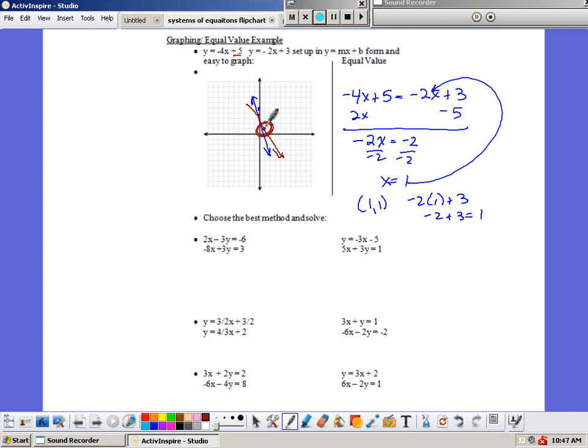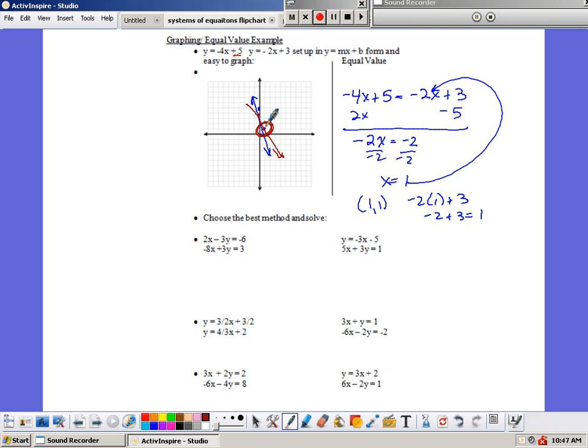Now you can see graphing's not easy if you don't have graph paper, don't have a ruler, or it doesn't cross at a corner. It did cross at a corner. I did have graph paper, but I didn't have a ruler. Therefore, it didn't work out great. But you can always go to equal value if it doesn't.